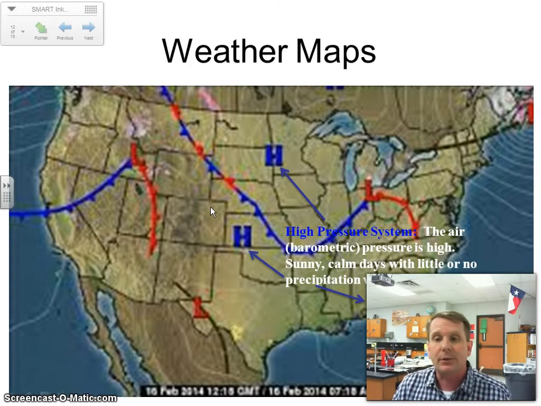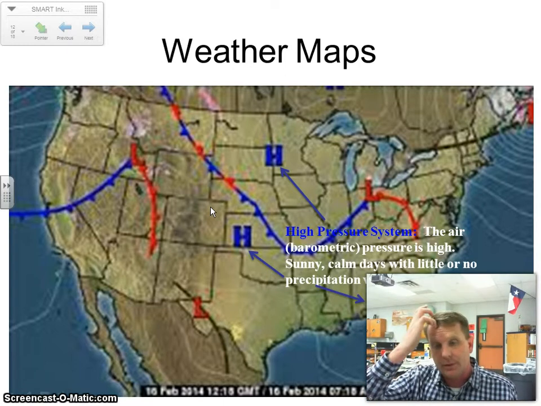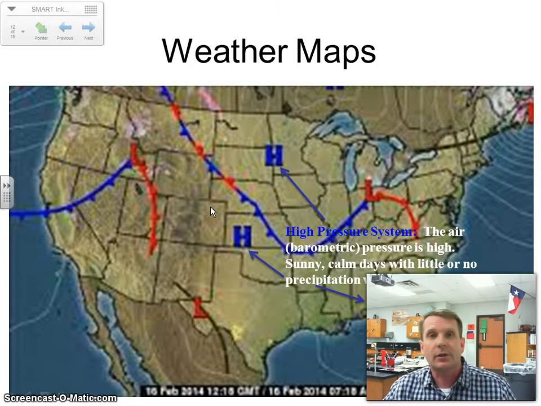These are called high pressure systems. In a high pressure system, the air or barometric pressure is high, and so air wants to come out of the high pressure system. The kind of weather that's associated with a high pressure system is going to be calm days. So it's going to be sunny and calm with literally no precipitation.